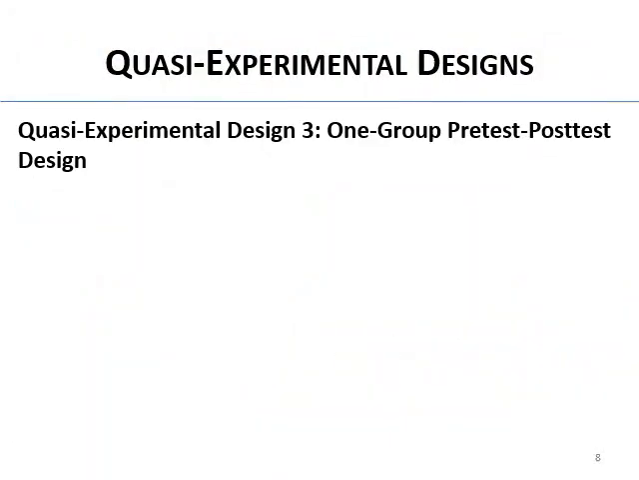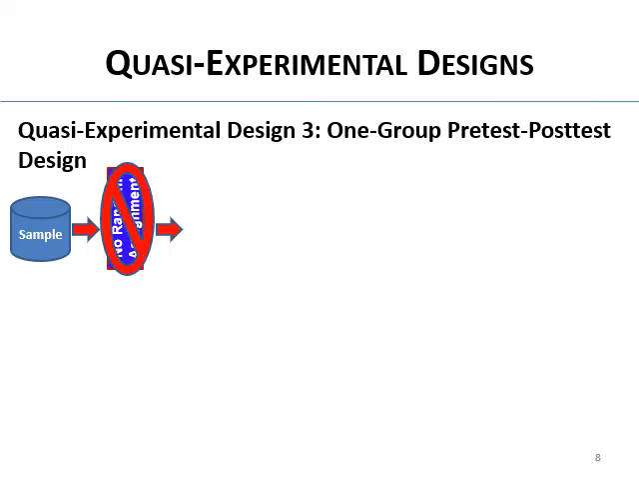Well, how about number 3? This is the one group pretest posttest design. So we're back to one group, but we're going to test them before and after something happens. So you have a sample. That sample is not randomly assigned. They just are all your study group.